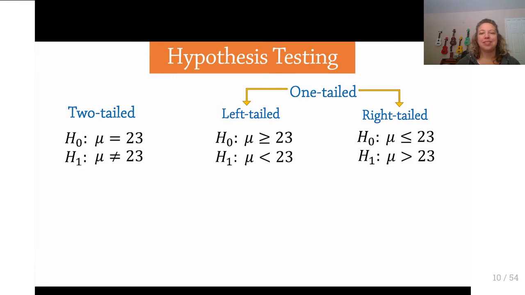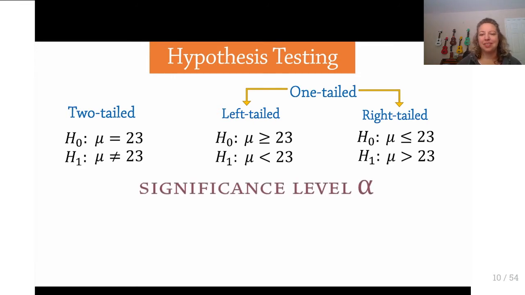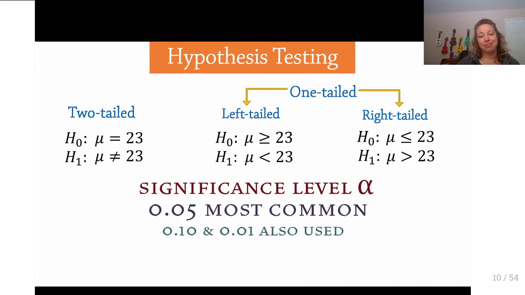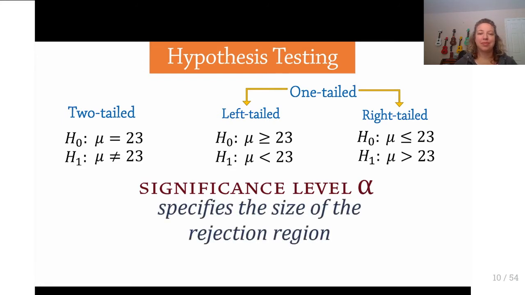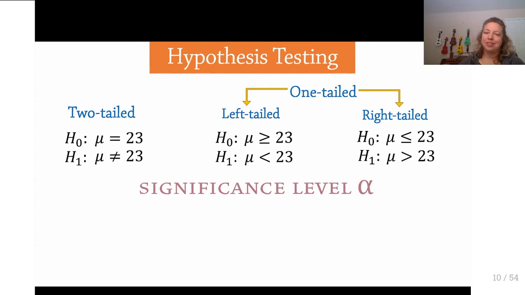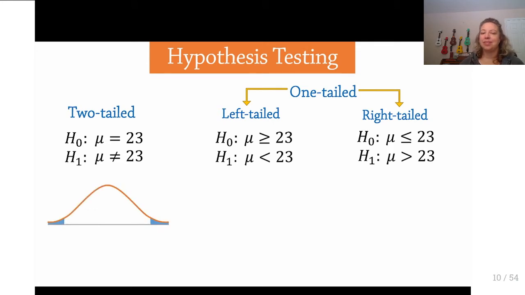Now, to determine when to reject the null hypothesis, we select a significance level alpha. 5% or 0.05 is the most commonly used alpha value. 0.10 and 0.01 are also often used. The significance level helps specify the size of the region where the null hypothesis should be rejected. We call that region the critical or rejection region. For a two-tailed test, alpha is divided by 2 into both tails. So we reject the null hypothesis in the tails and we don't reject it in the middle here.